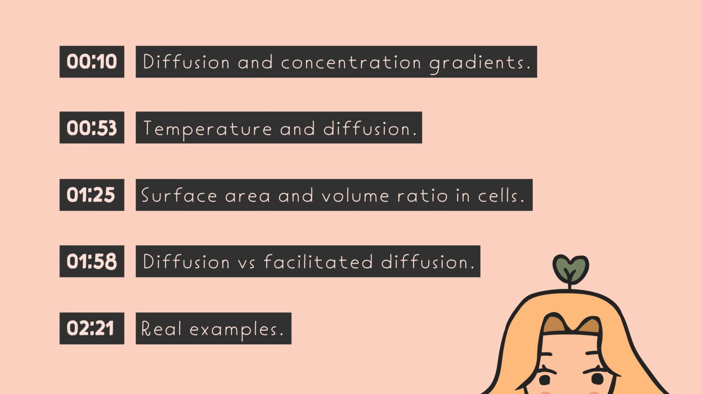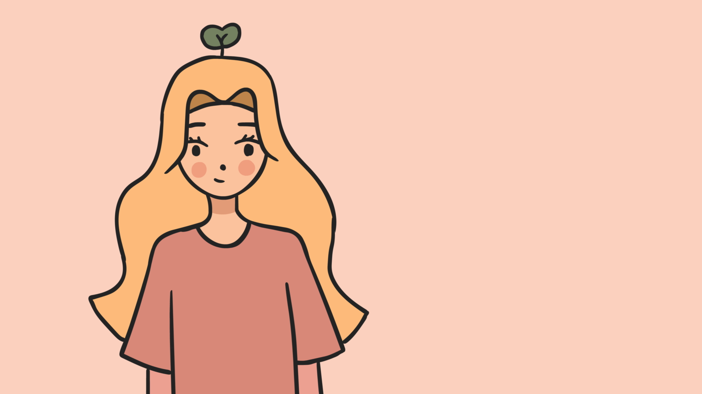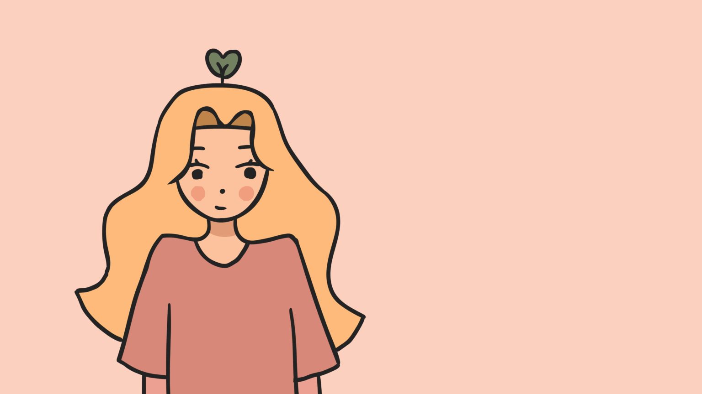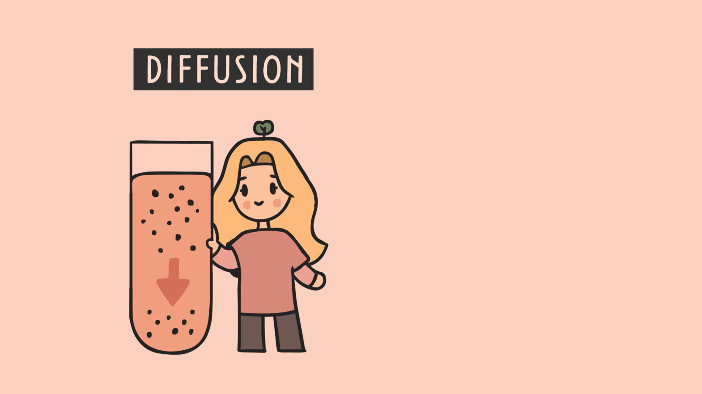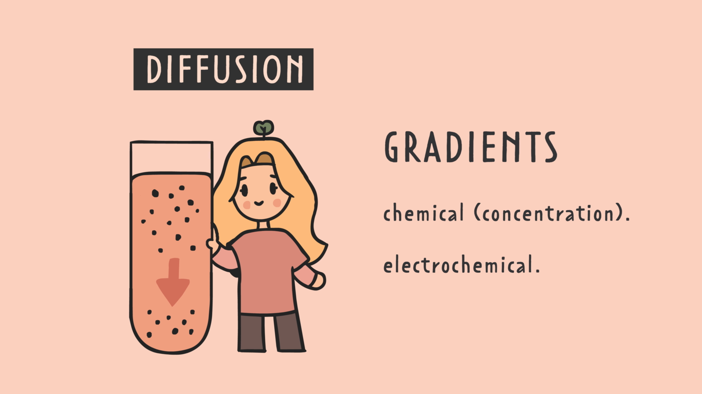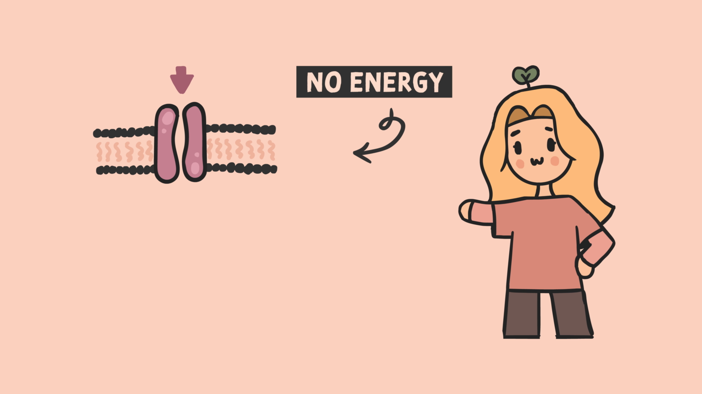In this video, we are going to cover these 5 main points, and you can refer to them later if you wish. We're going to start with what diffusion is and what concentration gradient is. Diffusion is when substances go down their gradients, whether that be related to chemical gradient or electrochemical gradient. Diffusion specifically does not require an input of energy, it just happens.